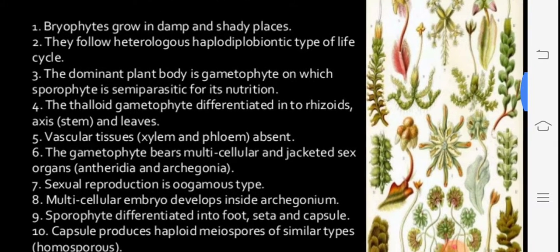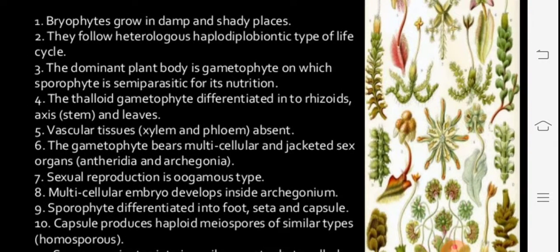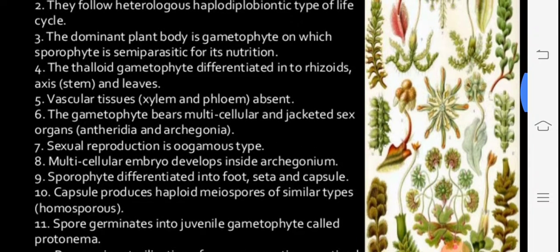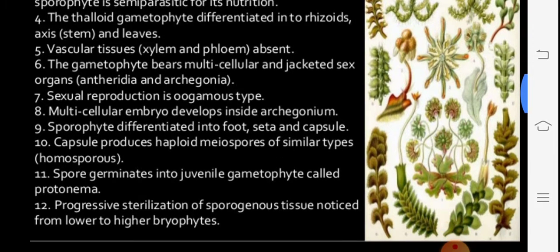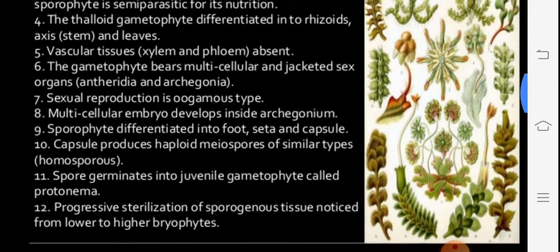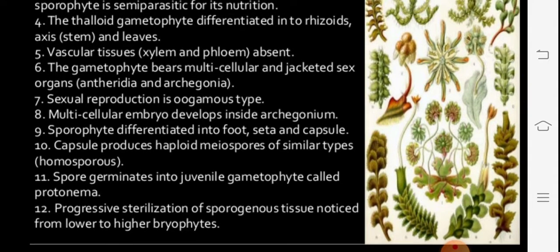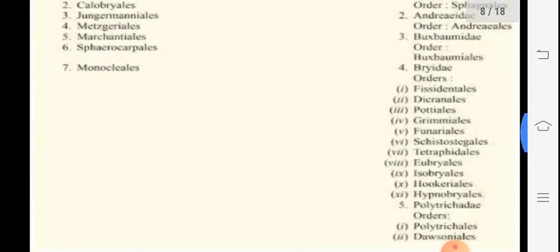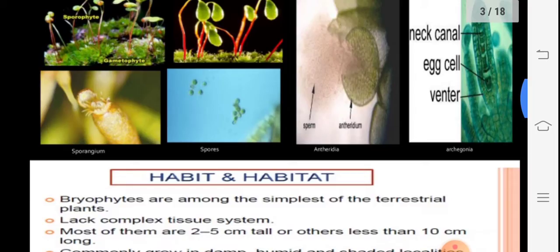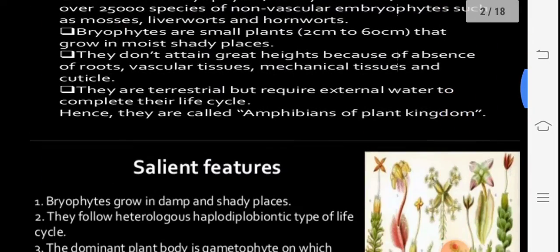The gametophytic stage, which we say is the gametophyte, because of the development of antheridia and archegonia. And secondly, the sexual organs have different shape, size and structure. So it is called the oogamous type, right? So you have to consider this. After fertilization, it shows the development of the foot, seta and the capsule. So I am repeating what the changes are. We have to go one by one through the characters.